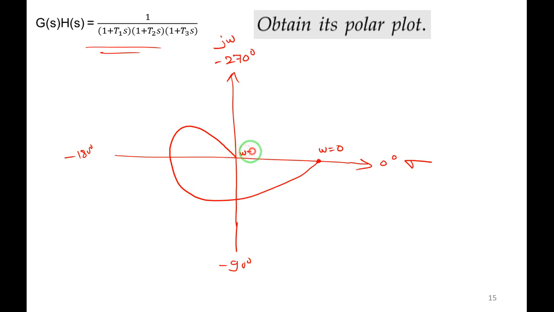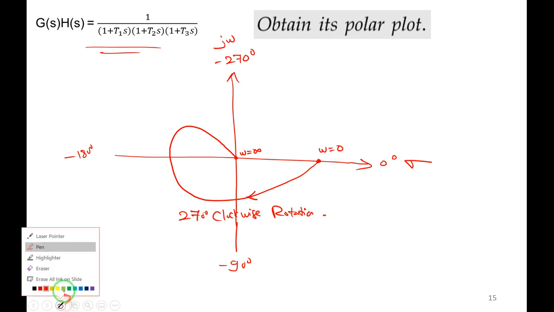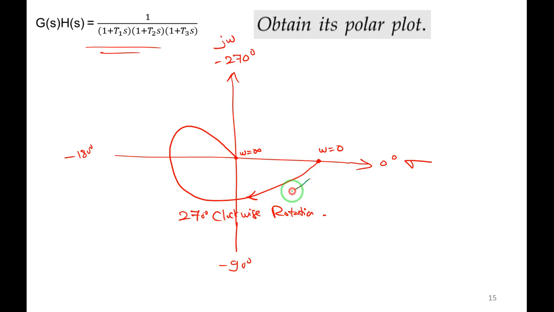So here omega equal to infinity at this point. So this is the rotation of the plot. So 270-degree clockwise rotation. How is it 270-degree? I'll tell you. Observe here. From here to here it is 90-degree. From here to here it is 90-degree. From here to here it is 90-degree. So 90, 90, 90. Total it is 270-degree. So this is the polar plot.